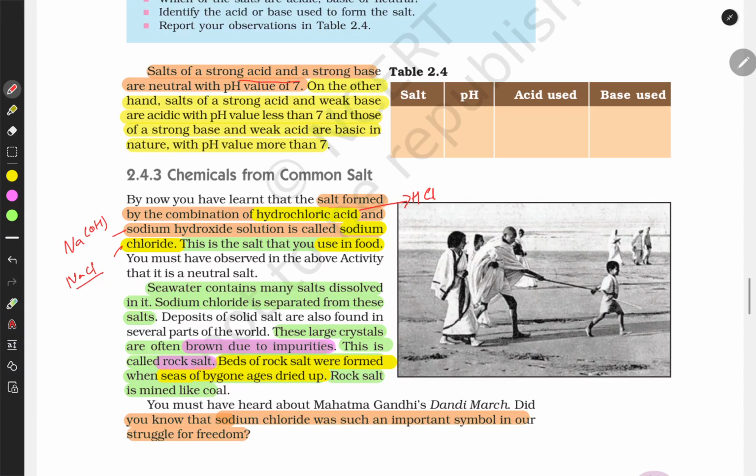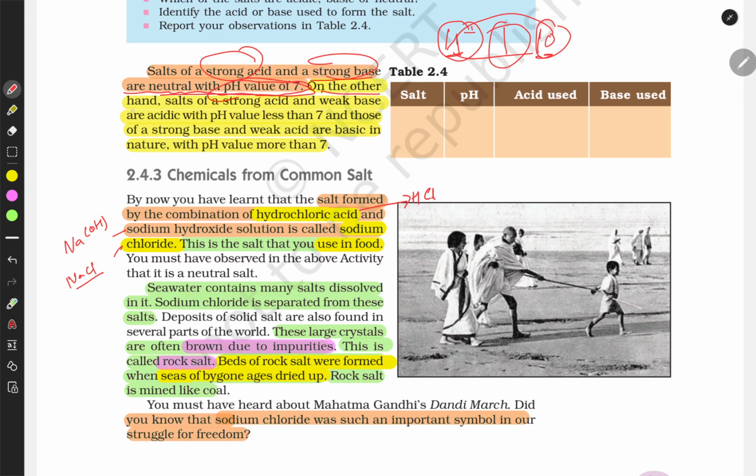Salts of strong acids and strong bases are neutral, with a pH value of 7. This is because a strong acid contains more H plus ions and a strong base contains more OH minus ions. When a strong acid and a strong base react, they neutralize each other. That means they will form water molecules. H plus and OH minus form a water molecule, and they neutralize.